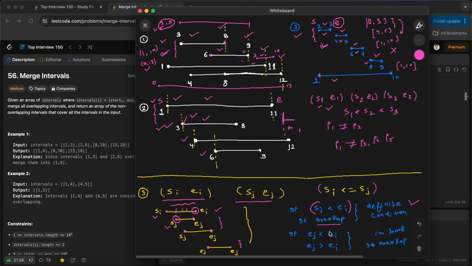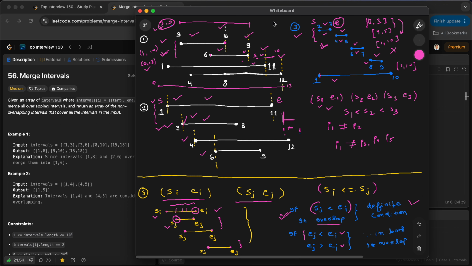But there should be a second case, suppose ej, I am taking this second case, like ej will be less than ei and ej greater than ei. So in both cases it may overlap, may not overlap. So with this condition we can't be sure whether it overlaps or not, but with the other condition we can be sure that it will definitely overlap. So the same concept we are going to use in our question.